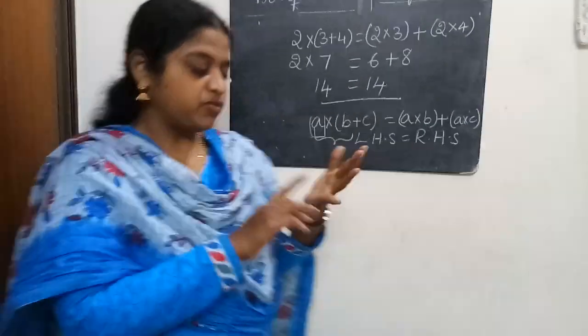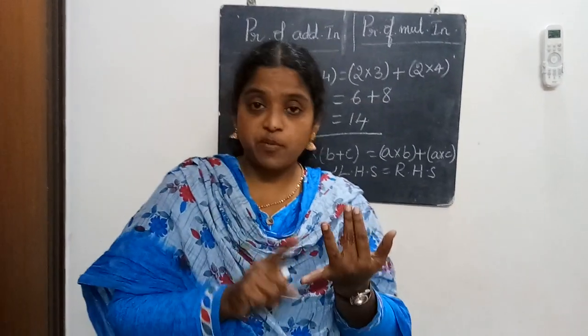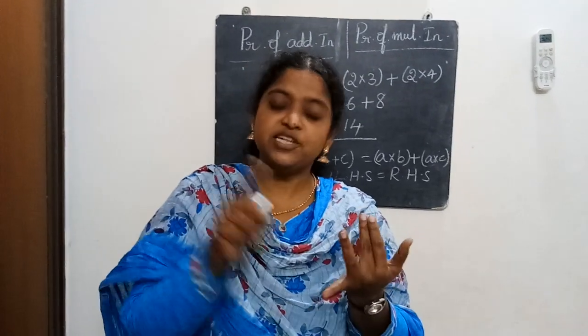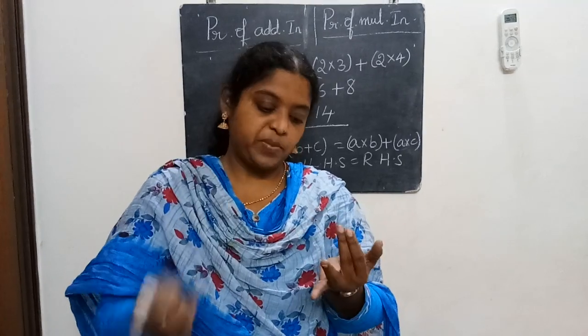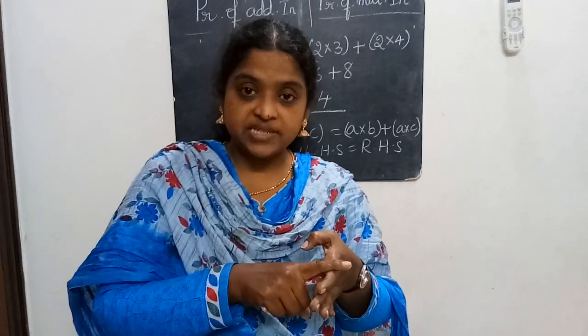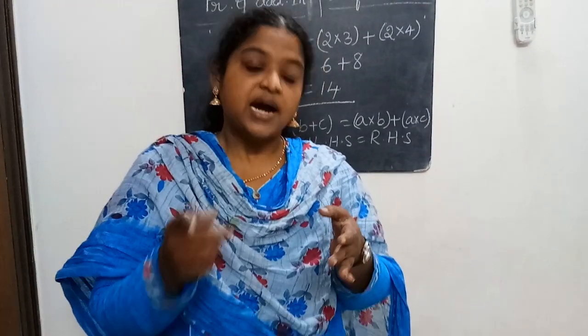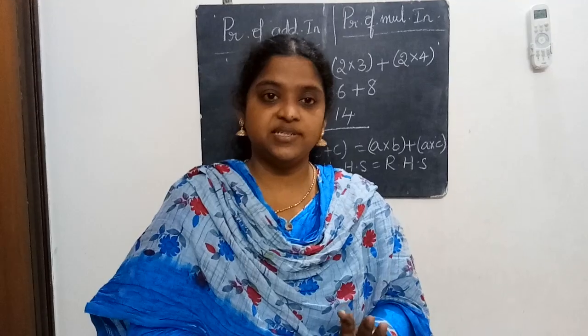Okay, clear? So what are the properties we have seen here? Closure property under addition and multiplication, commutative property in addition and multiplication, associative property in addition and multiplication, additive identity, multiplicative identity, and distributivity of multiplication over addition. Clear, children? Properties? Good.